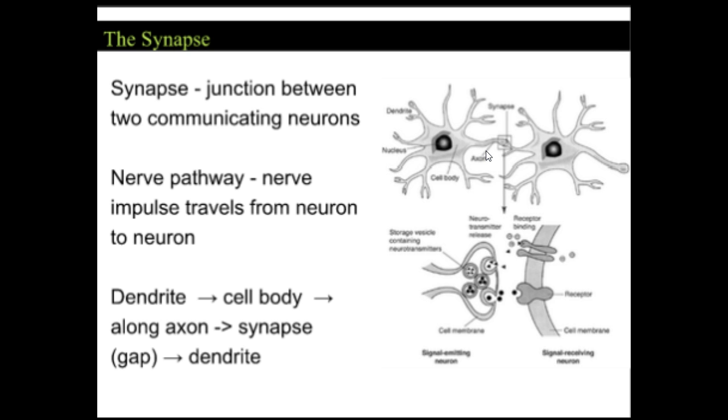It's kind of like a tag, now you're it type deal. Or if you've ever seen the pass the egg game where you take the egg to someone else, well, they're taking the nerve impulse to the next neuron, and so on and so on. And like I just said, the nerve pathway travels from one neuron to the other, from the dendrite to the cell body, along the axon, the synapse, dendrite again.